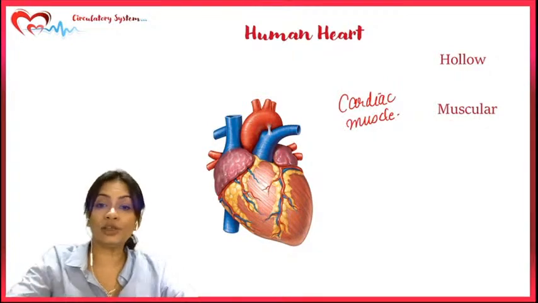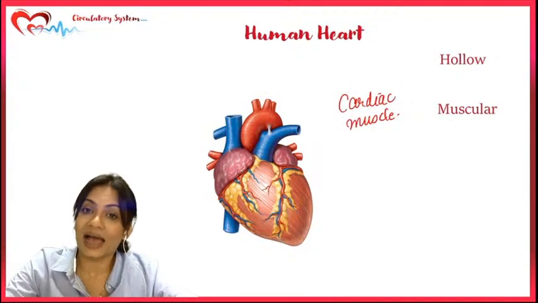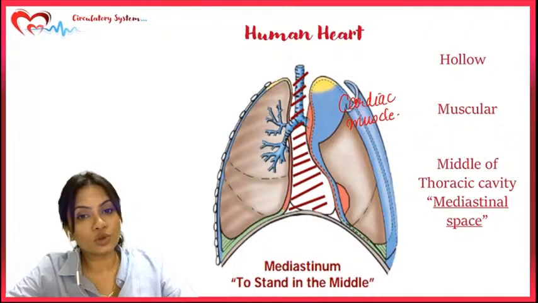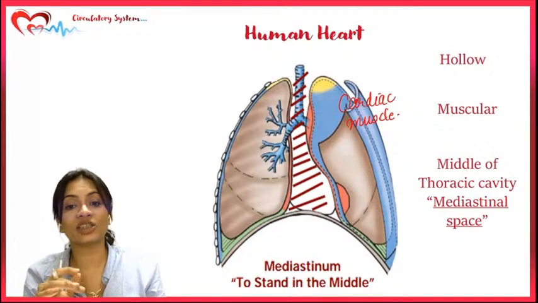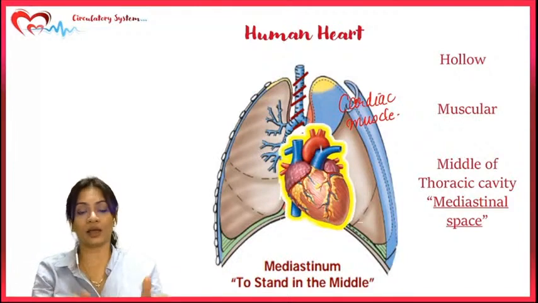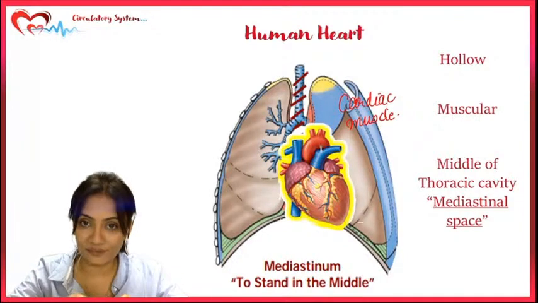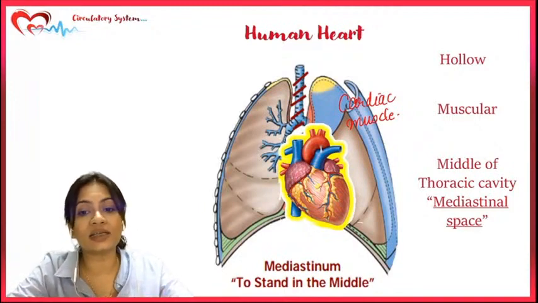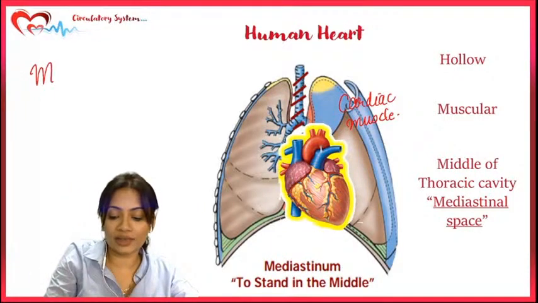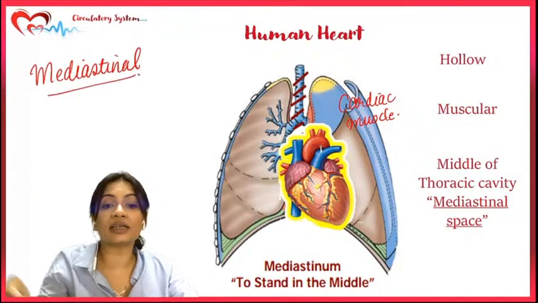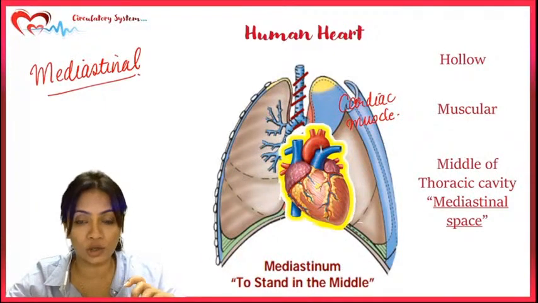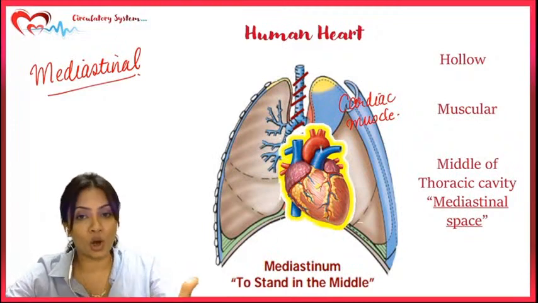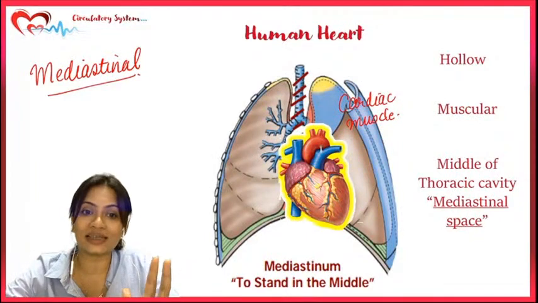Okay, so the whole human heart is a muscular organ, and also we see that it is found in the middle of the thoracic cavity. Means it is an organ which is situated between the two lungs, and because it is in the middle of the thoracic cavity, you can say that it is mediastinal in position. What did I call that? I called it mediastinal. Okay, so it was mediastinal in position. That is because it is lying between the two lungs. Alright, so first of all, the human heart is hollow, it is muscular, and we say that it is mediastinal.